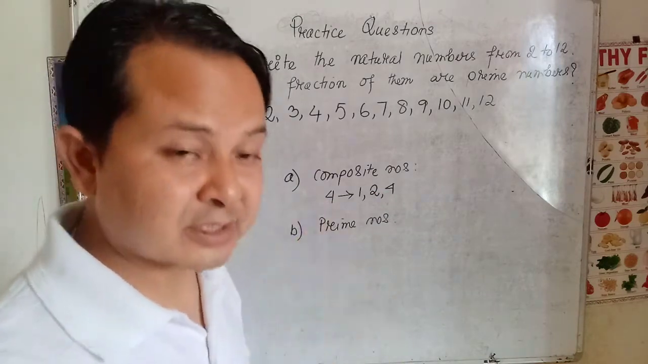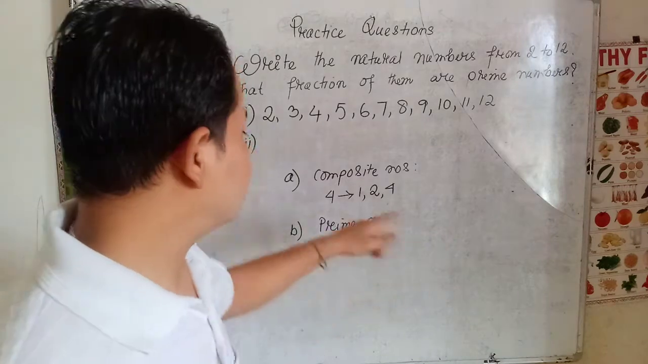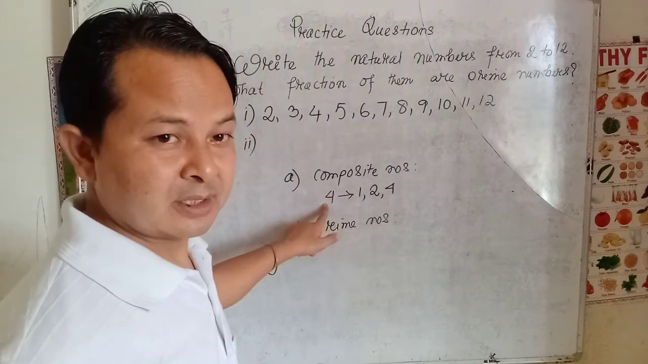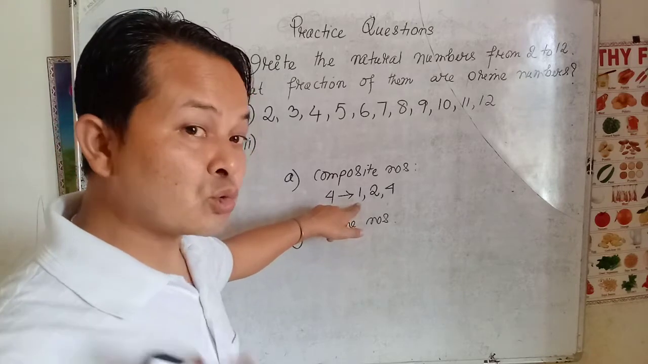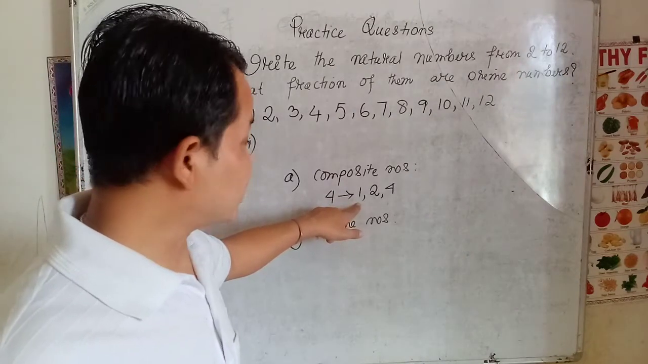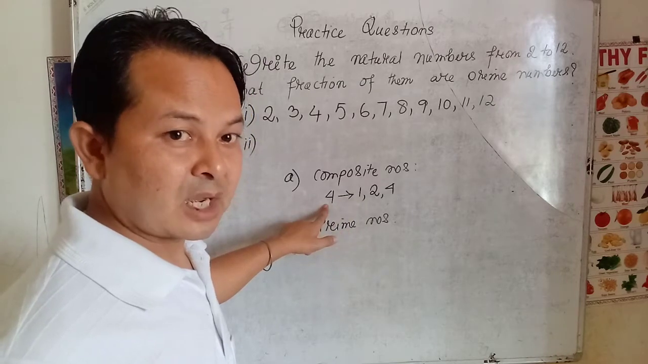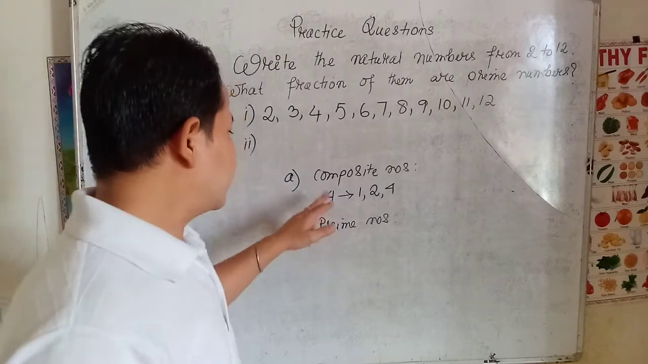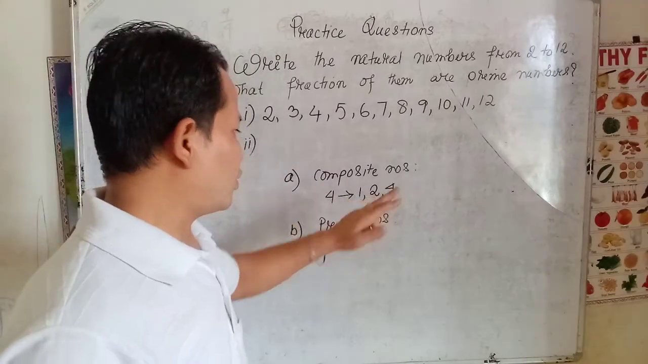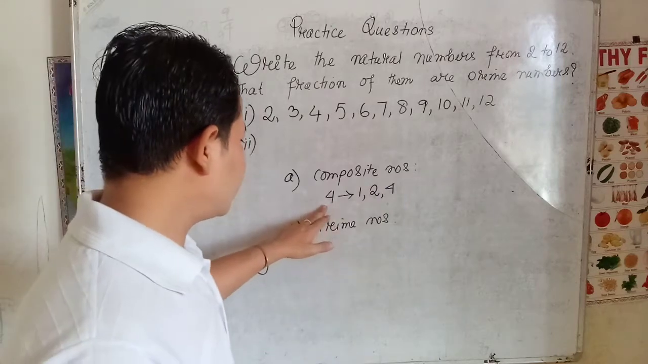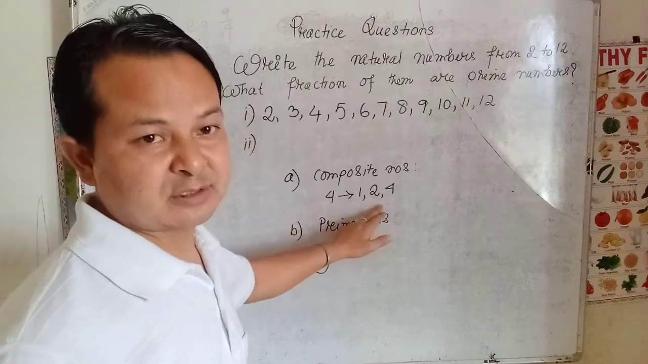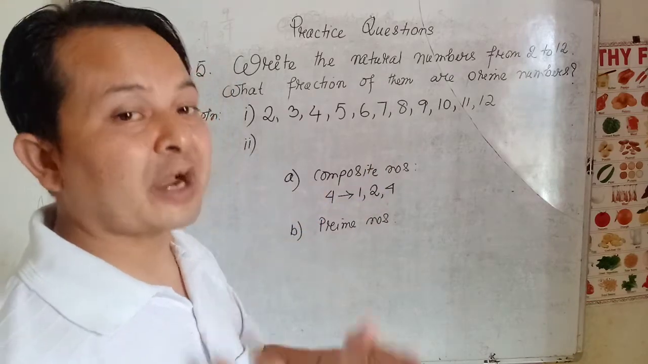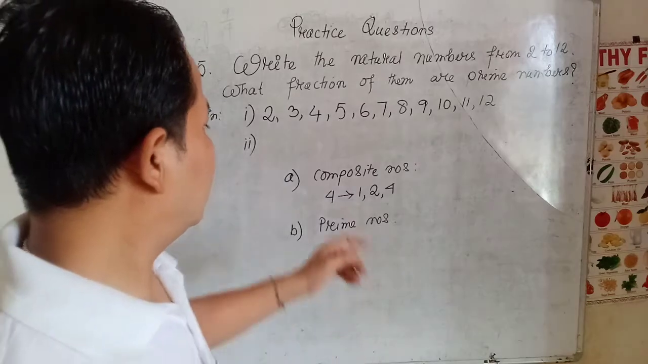By the definition of factors, factors are those numbers which can divide a given number. So here 1, 2, 4 are factors of 4. That means 4 has got more than 2 factors. That's why 4 is called a composite number. Like this we can find so many composite numbers.